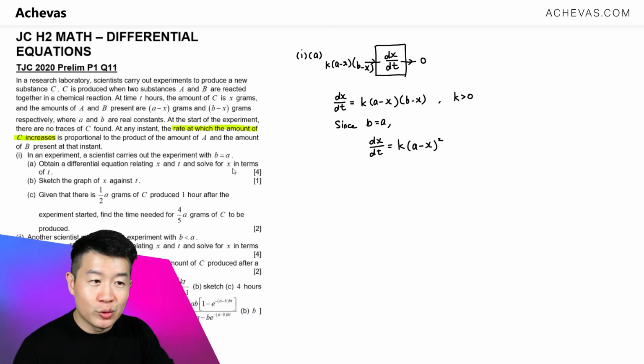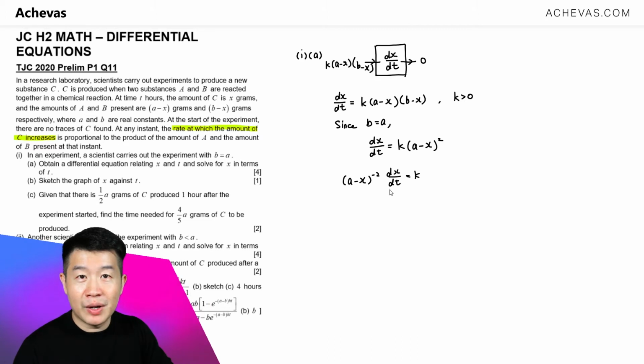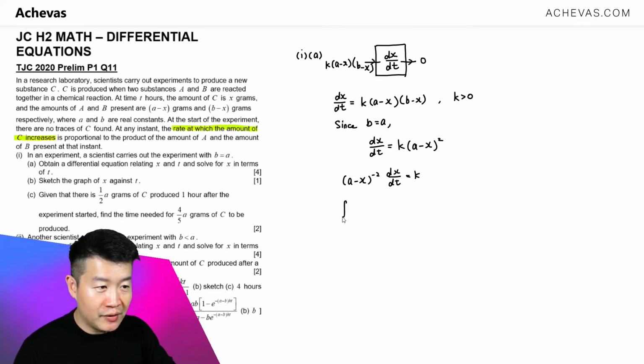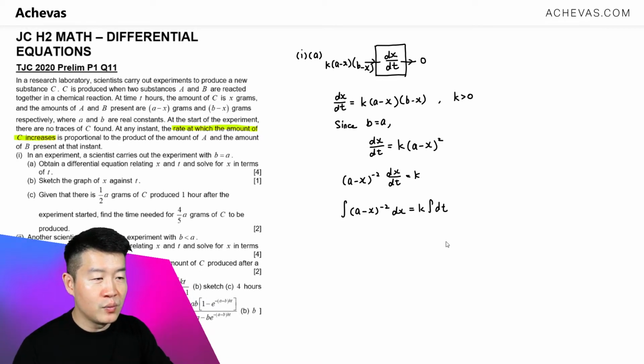And the next thing that we are supposed to do is to solve this differential equation. So in terms of solving, I'm going to bring this over to the left-hand side. So we will now have (A minus X) to the power of minus 2 dx/dt equal to k. Integrating both the left and right-hand sides with respect to t, on the left-hand side I'll get the integral of (A minus X) to the power of minus 2 dx, equal to k times the integral of 1 with respect to t.